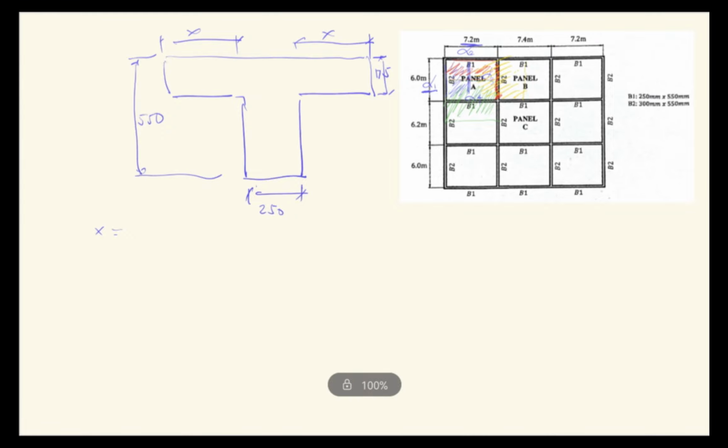The overall depth of the beam, which is 550, minus that of the overall depth of the slab, 175. This is 375 mm, and 4 times the thickness of the slab. Again, we have to use whichever is lesser. So this is 375 mm.